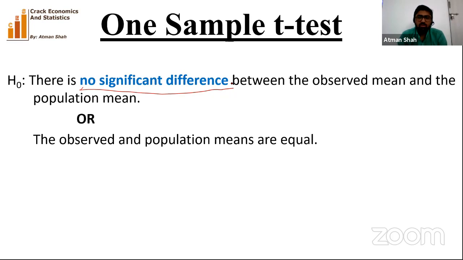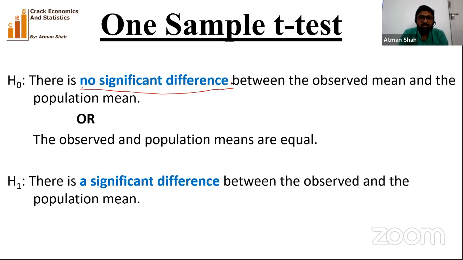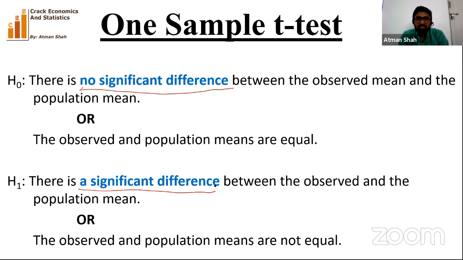This is how we can frame the null hypothesis in case of one sample t-test: there is no significant difference between the observed mean and the population mean, or the observed and population means are equal. Now, what is the alternative hypothesis? The alternative hypothesis is there is a significant difference between the observed and the population mean, or the observed mean is significantly different from the population mean, or the observed and population means are not equal.